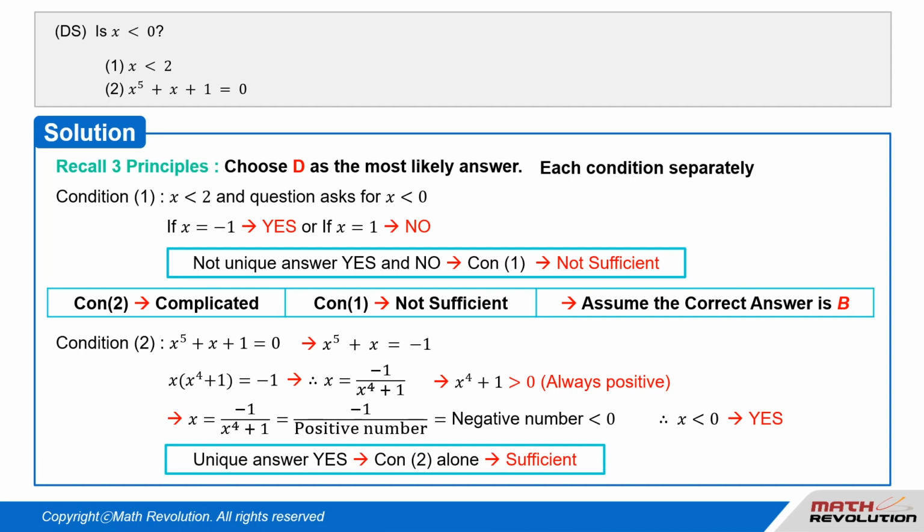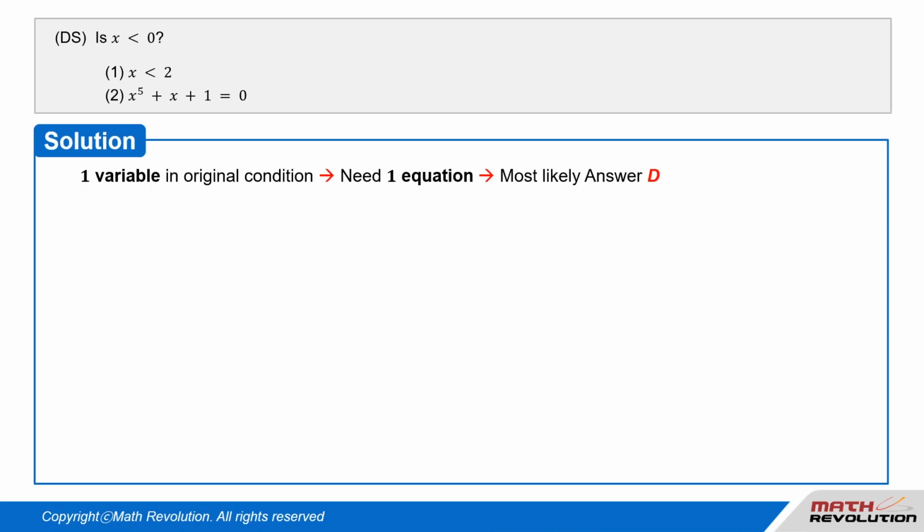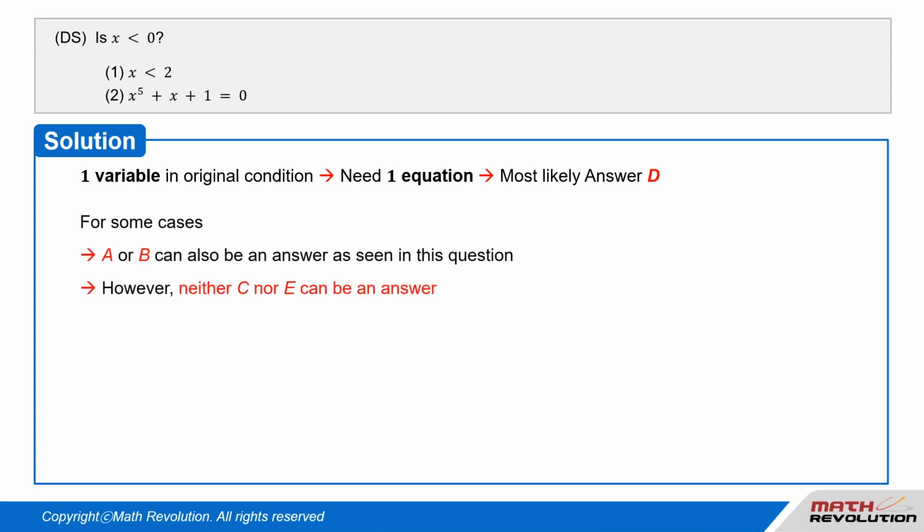Your confidence will be built up as you continue to use the variable approach. Condition 2 alone is sufficient. When we have one variable in the original condition, we need one equation. In this case, it is most likely that D is the correct answer. For some cases, A or B can also be an answer, as seen in this question. However, neither C nor E can be an answer. With condition 1 in this question, we know for sure that it is not sufficient. So B is most likely the answer, logically speaking.